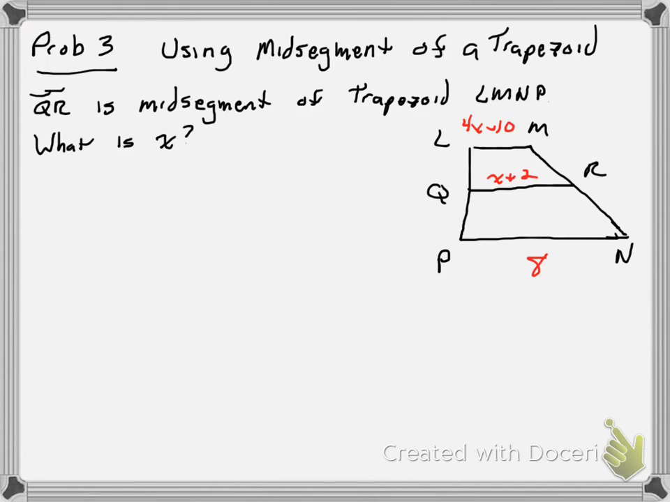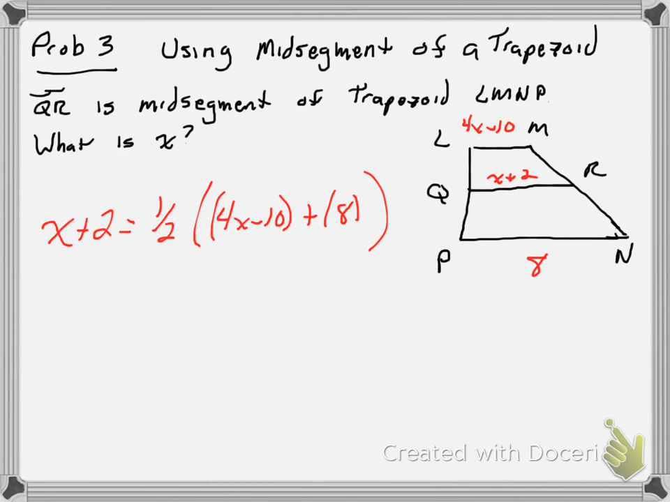So in problem 3, they want to use the midsegment. They talk about QR being the midsegment. And again, set it up. I said this with the triangles. I'm saying it again here. The midsegment, which is x plus 2, equals 1/2 of the sum. So the top is 4x minus 10 plus the bottom, which is 8.